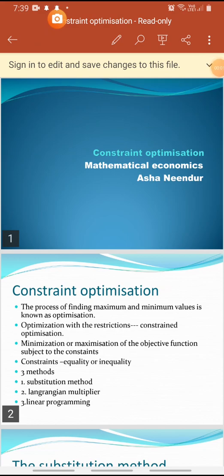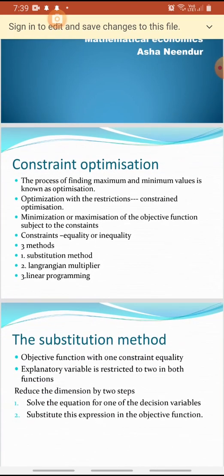Students, this is the third chapter under Mathematical Economics, Constraint Optimization. The process of finding maximum or minimum values is known as optimization. We are going to find the optimum values. Optimization is done with some restrictions, so it is known as constraint optimization. Minimization or maximization of the objective function is subject to the constraints.